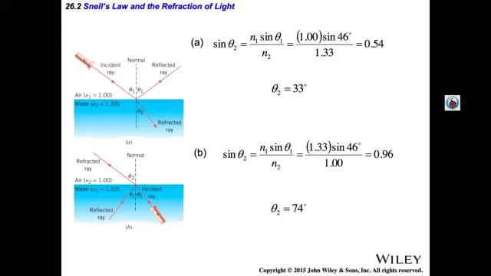So theta 2 is equal to 33 degrees for the first scenario, and theta 2 is equal to 74 degrees for this scenario. An interesting thing: if I could get the angle just right, what would happen? That's where we're going to start tomorrow, with total internal reflection. Okay, you've been good sports out here.